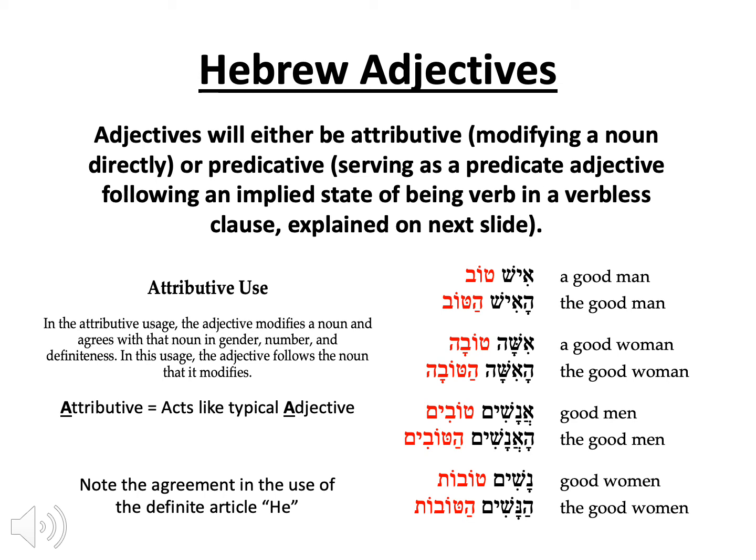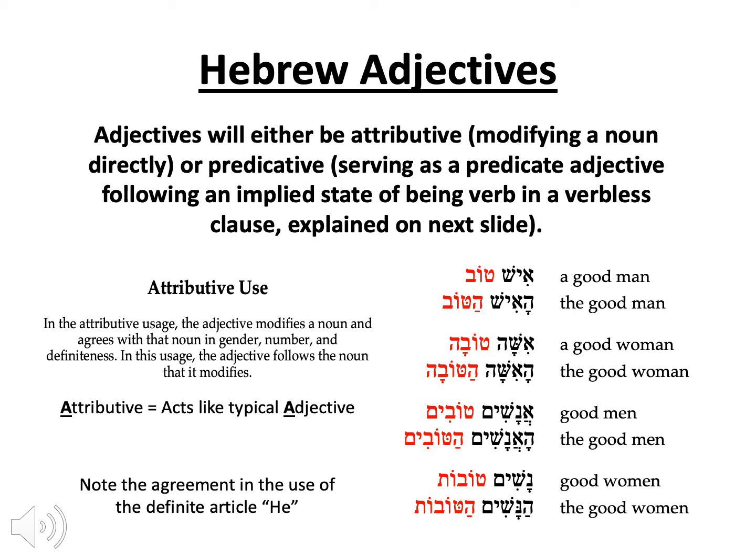The adjective attributes some quality or characteristic to the noun. For instance, a good man. The adjective good is attributing some quality to the noun man. Although in Hebrew, the adjective in an attributed case will follow the word it is modifying. So we would say man good rather than good man. In Hebrew, we would read this as ish tov.